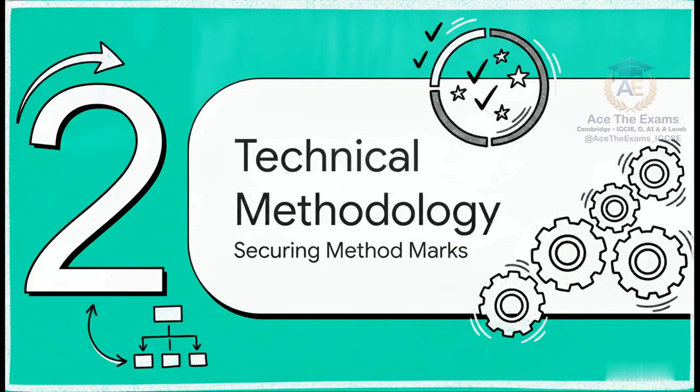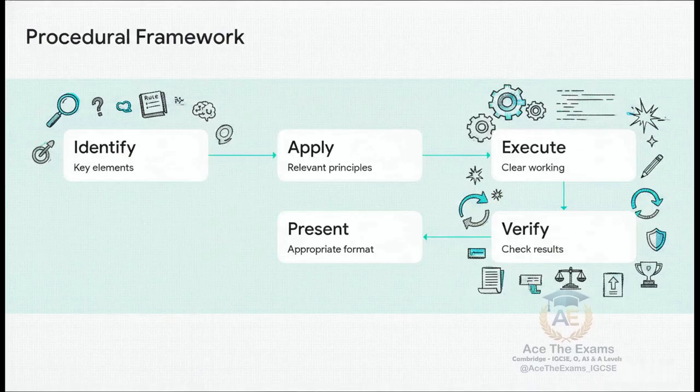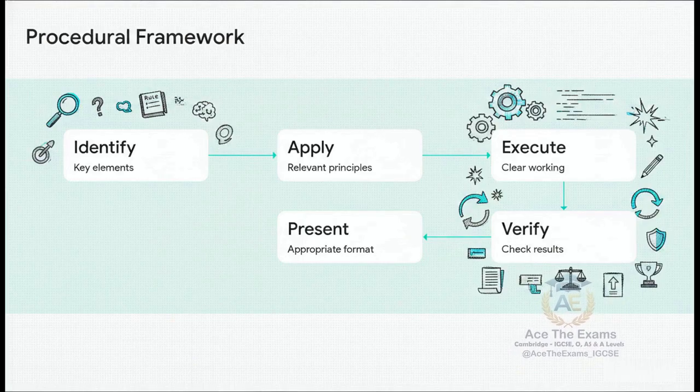Let's move into our next section and see how this builds into the exact procedural framework needed to secure those vital method marks. Because, as you know, in computer science, the process is often just as important as the final answer itself. Now, what's really fascinating here is that this standardized 5-step sequence is literally the algorithmic thinking examiners use to grade your step-by-step decomposition. It's an algorithm for answering questions.